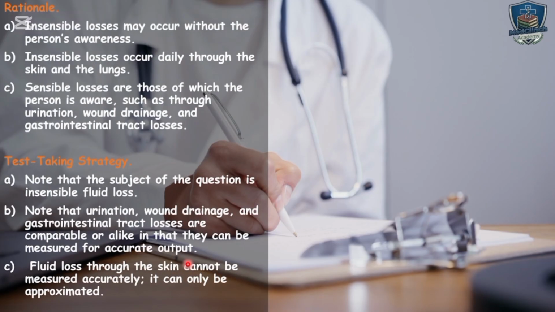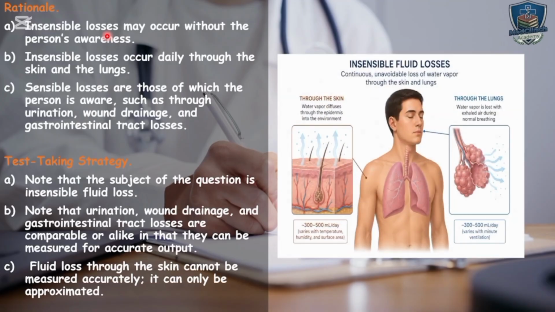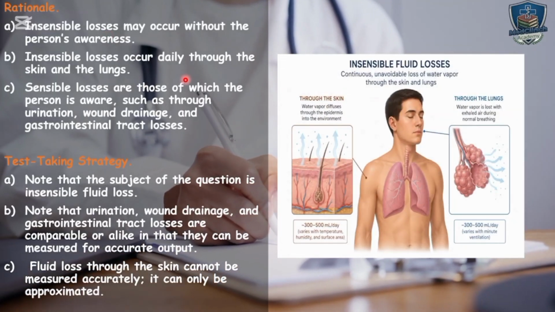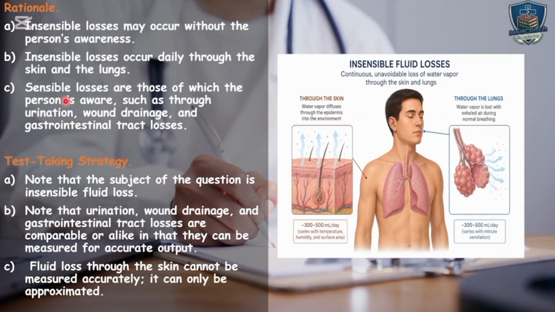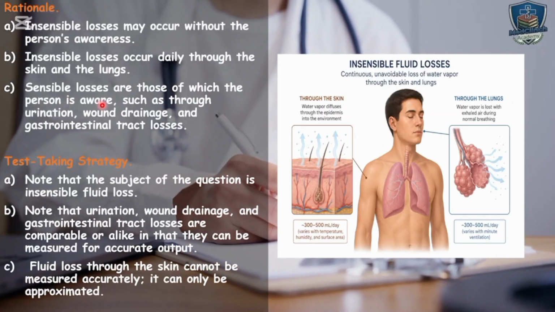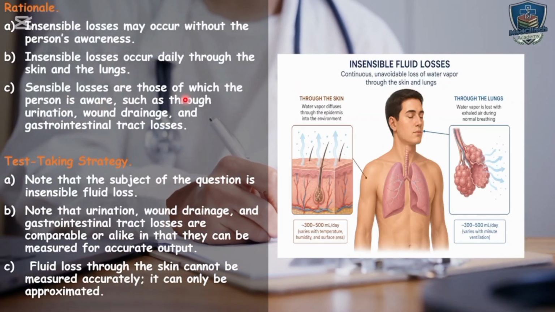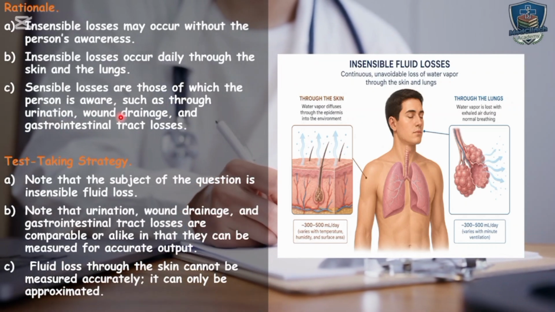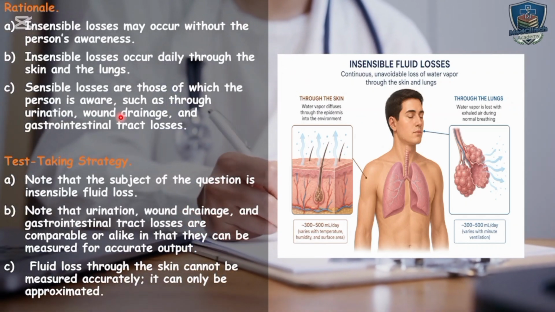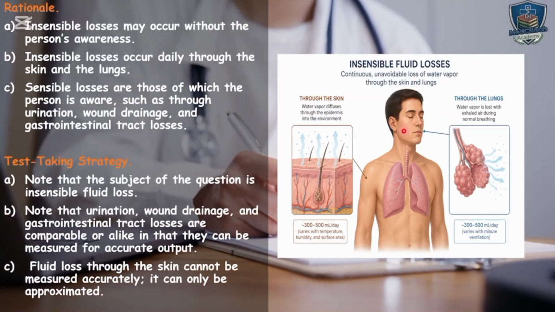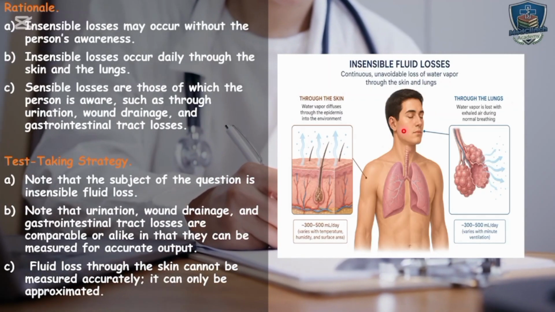So just a brief explanation, we know that insensible losses may occur without the person's awareness. Insensible losses occur daily through the skin and lungs. Sensible losses are those of which the person is aware, such as through urination, wound drainage, and gastrointestinal tract losses. As you can see in my diagram here, this client is undergoing some insensible fluid losses.